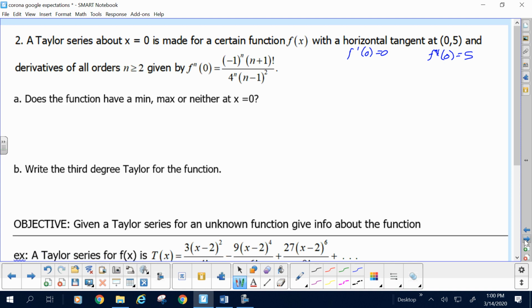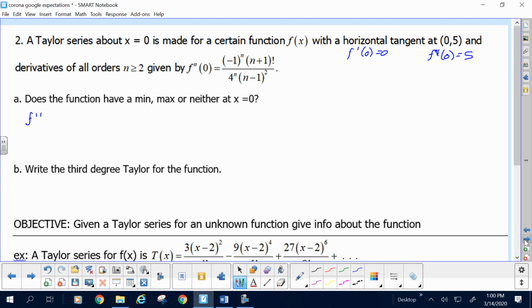So, does the function have a min, max, or neither at x equals 0? I definitely don't want to do a sign test because I don't have the first derivative to work with. So the first derivative test is out. I'll use the second derivative test. I know I have a flat spot from the horizontal tangent. Now let's test the second derivative at x equals 0.